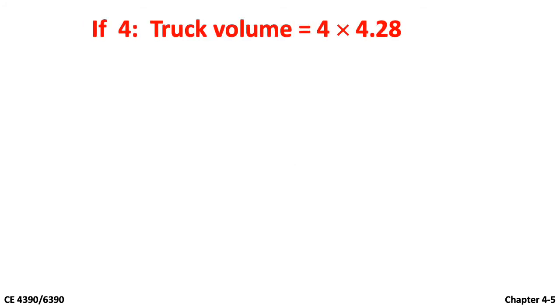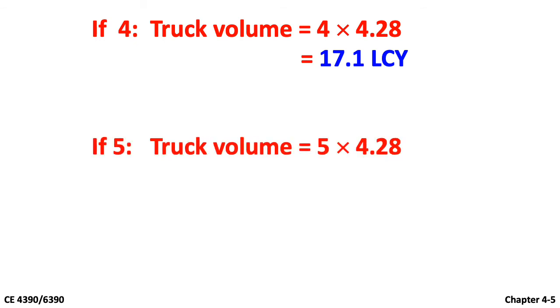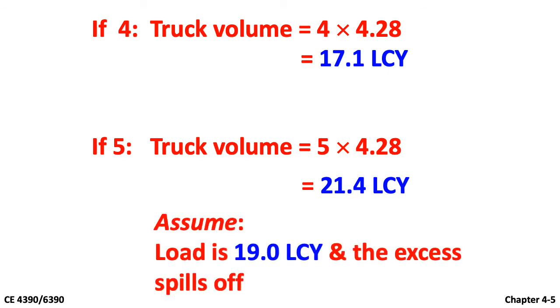If you use 4 bucket loads, the total truck load volume will be 4 times the bucket volume 4.28, or 17.1 loose cubic yards. If you use 5 bucket loads, the truck volume is going to be 21.4 loose cubic yards, which is more than its capacity. Remember that the truck capacity is 19 loose cubic yards. So let's assume that the load is 19 loose cubic yards and the excess will spill off the truck.